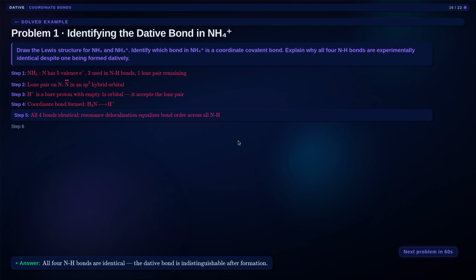Step 4. Coordinate bond forms, H3N arrow H+. Step 5. All 4 bonds identical due to resonance. Answer. All 4 N-H bonds are identical. The dative bond is indistinguishable after formation.